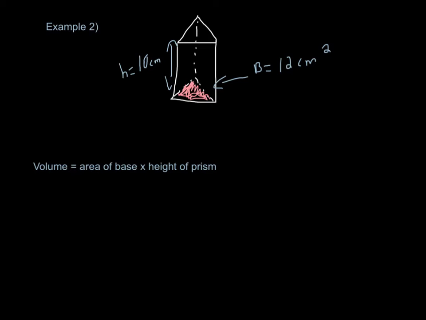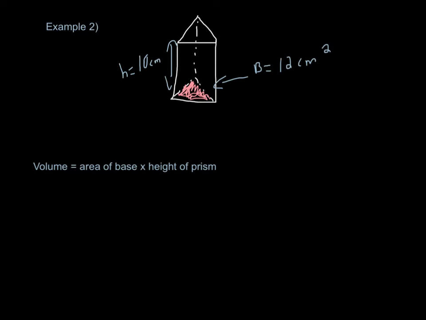So example 2, we've got a triangular prism here. We've got a base of 12 centimeters squared and a height of 10 centimeters. Using our formula, I'd like you to solve for the volume of this triangular prism. So you can pause here and play when you're ready to watch.